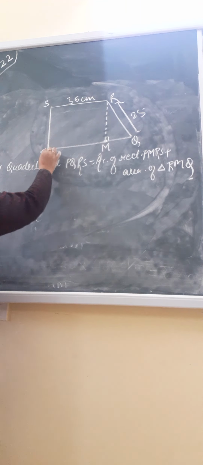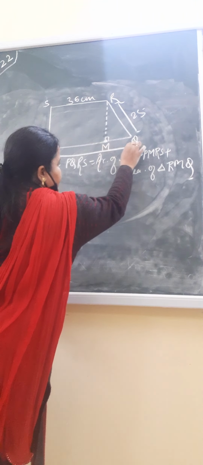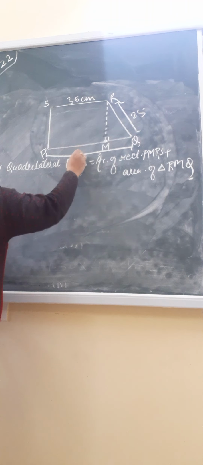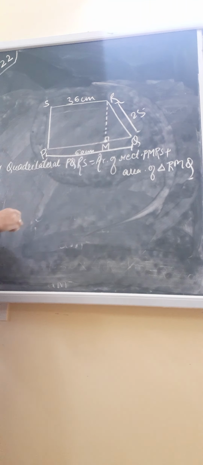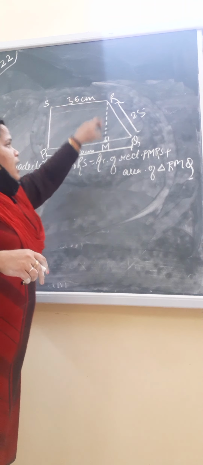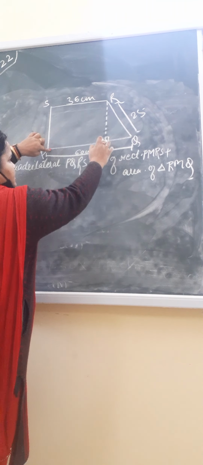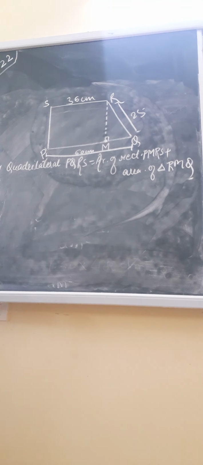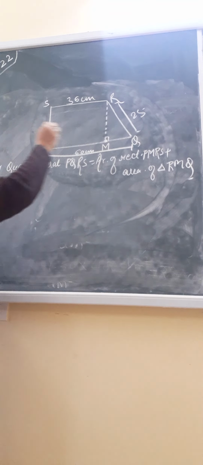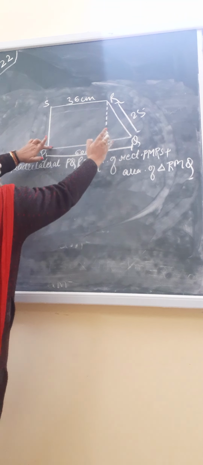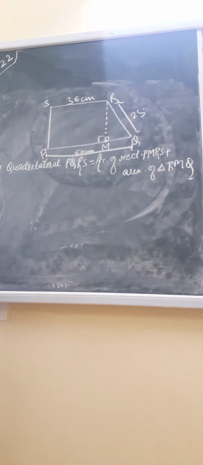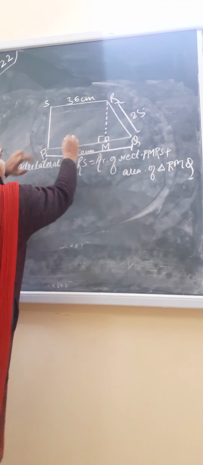What is the total length given? Total length of this side, PQ, is 60 centimeter. And if we have drawn a perpendicular from R to M, what will be the measurement of this side PM? It is the opposite side. We have completed the rectangle. So what will be the length of this part PM? In a rectangle, opposite sides are equal. So if SR is 36, PM will be 36.